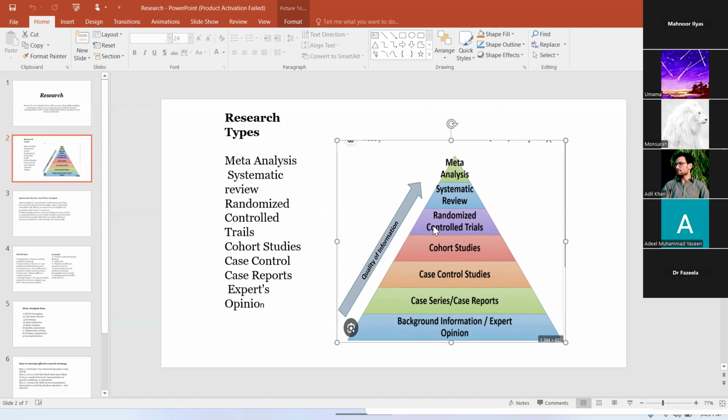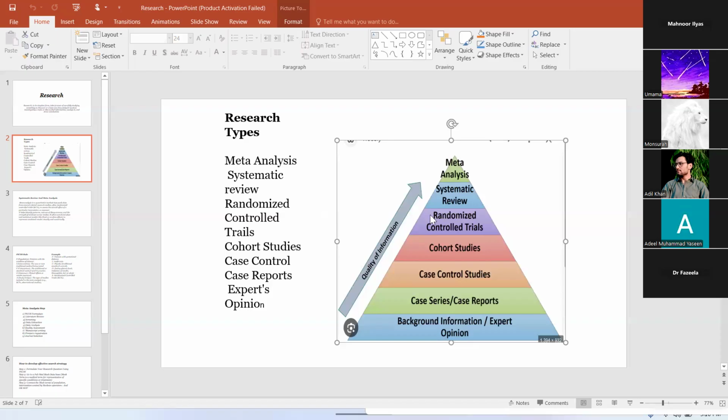Then come the randomized control trials. Randomized control trials are high evidence, high quality studies. In randomized control trials, for example, we may be testing some drugs. Those who are in third year or above third year may know that we test drugs or different therapies through these trials. Trials can be of two types: randomized control trials or non-randomized control trials. I'll tell you these details in the data extraction or quality assessment part. But here, randomized control trials are the highest evidence research.